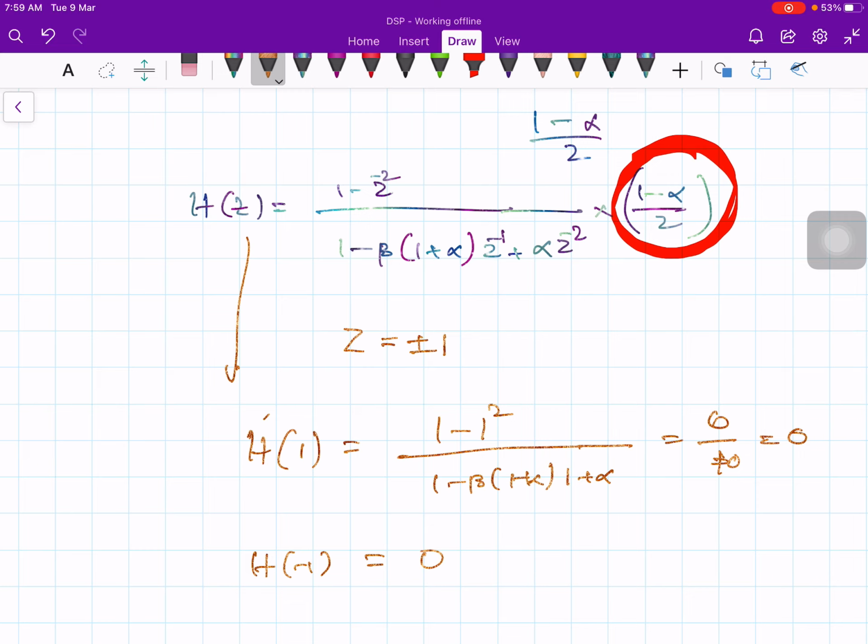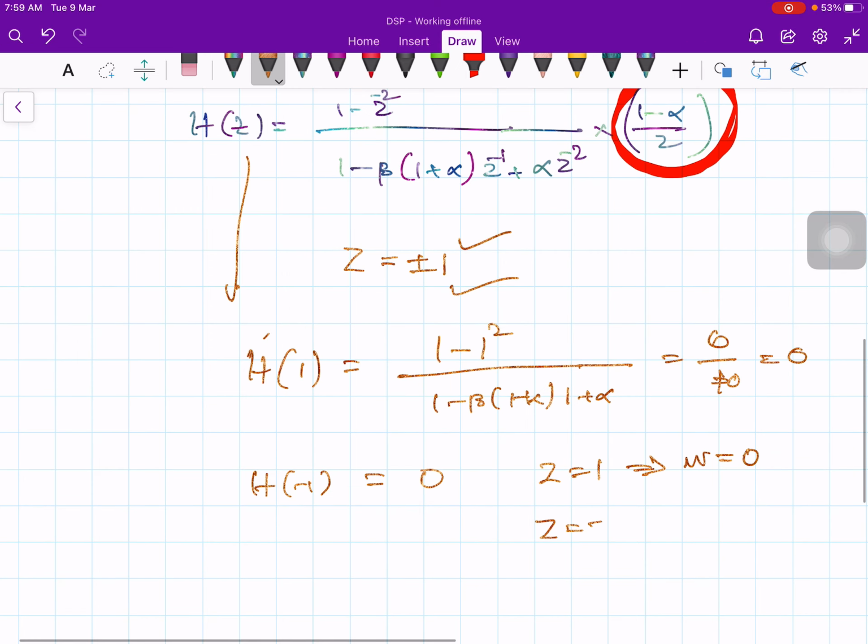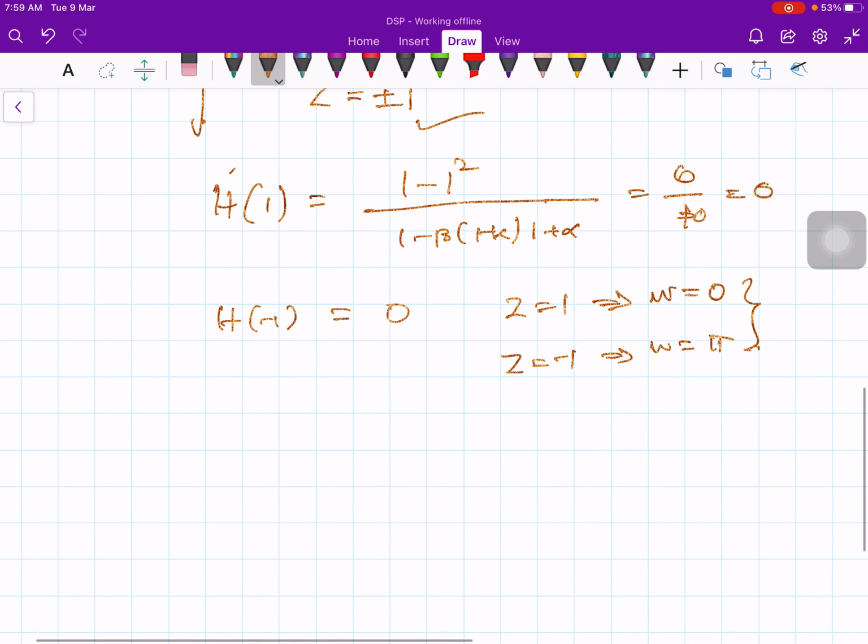Right, so the numerator is 0 for z equal to plus 1 and the numerator is 0 for z equal to minus 1. z equal to plus 1 means what? This z equal to plus 1 corresponds to omega equal to 0. Similarly, z equal to minus 1 corresponds to omega equal to pi. So what is our range of interest in digital filter? 0 to pi. Therefore my minimum frequency is 0 and the maximum frequency is pi.